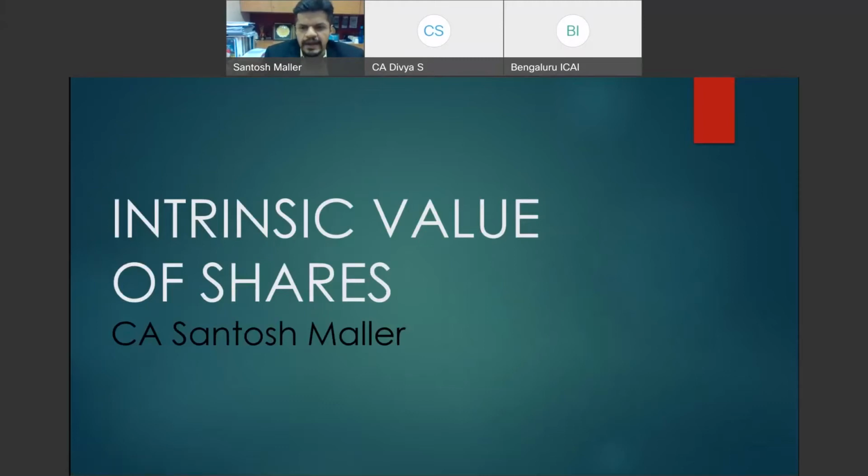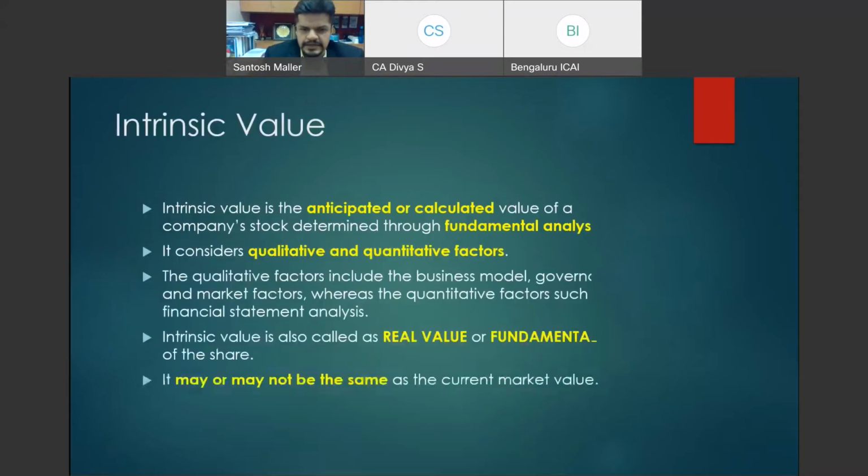So with that little background, let me start the session. First of all, talking about intrinsic value. So what is intrinsic value? Intrinsic value is the anticipated or the calculated value of a company's stock determined through fundamental analysis.